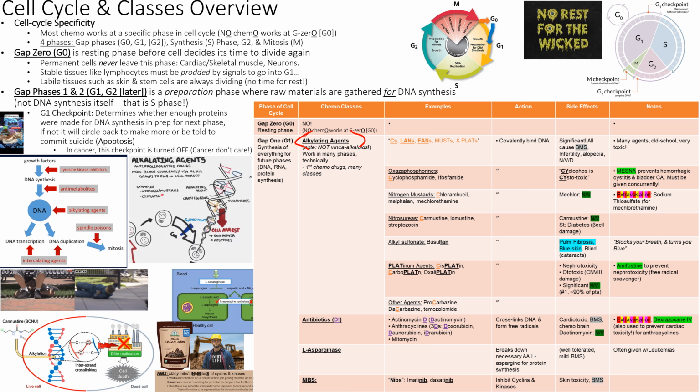So the gap phase, Gap 0. There's no chemotherapy that works on G0 because it's not dividing, right? There's no reason to divide. Chemotherapy works on rapidly dividing cells, right? So G0, nothing's really working there. We have permanent cells, like we mentioned, right? Stable tissues must be provided signals to go into G1. So there are little signals that get released here that will then trigger it to go into G1.